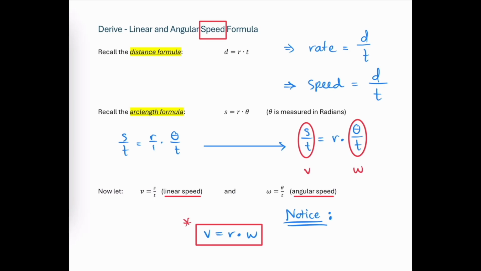Now notice that because this formula came from the arc length formula where theta was measured in radians, this angular speed omega must also be measured in radians.